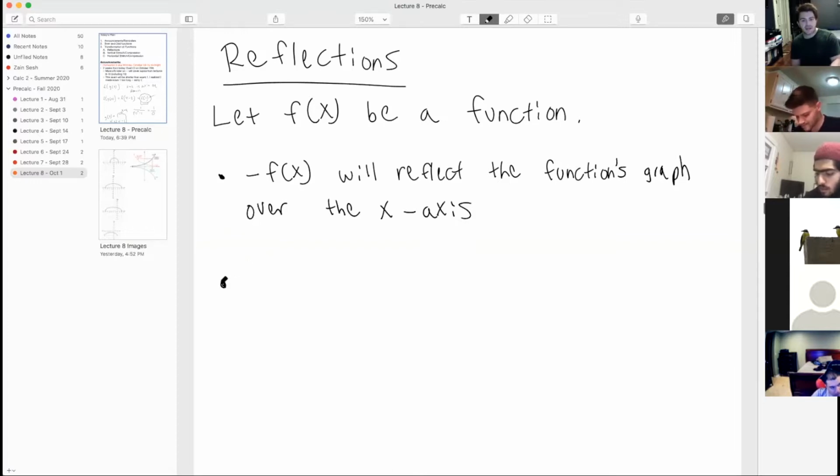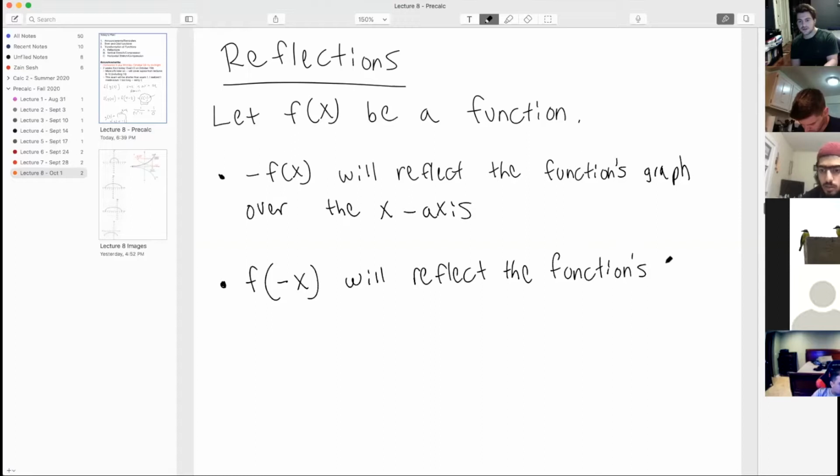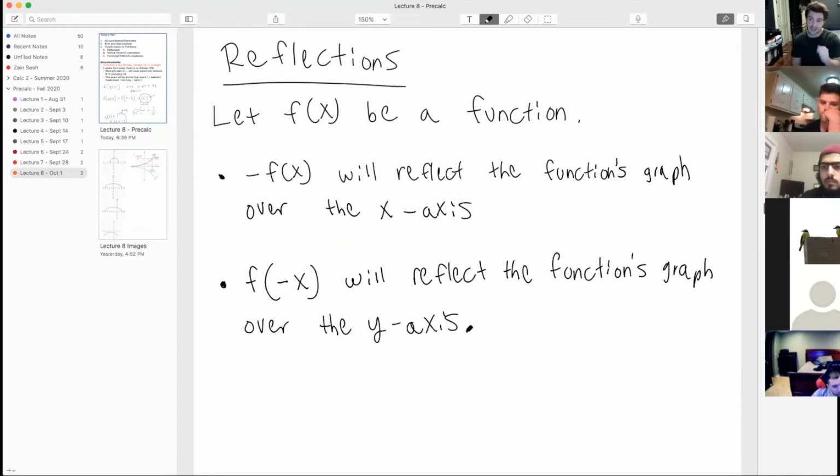Similarly, how about if I multiply the input by -1? So it's f(-x). Notice the difference in the placement of the minus sign. This will reflect the function's graph, but now over the y-axis. So in this second bullet point, I'm multiplying the input by -1. Notice the difference in placement of the minus signs.